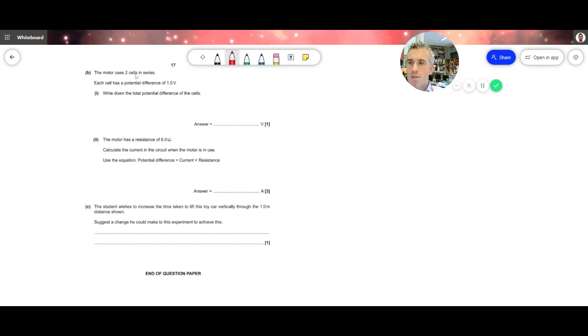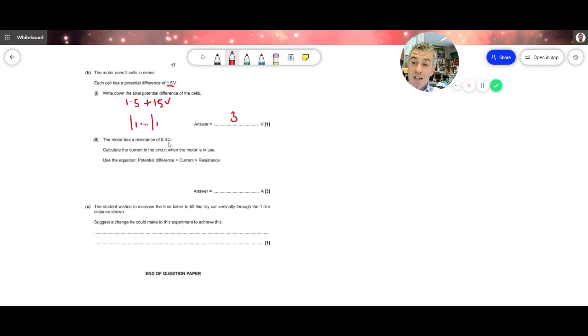The motor uses 2 cells in series. Each cell has a potential difference of 1.5 volts. Write down the potential difference of the cells. 1.5 in series with another one is just 1.5 plus 1.5. One cell, another cell. So the answer is 3 volts.